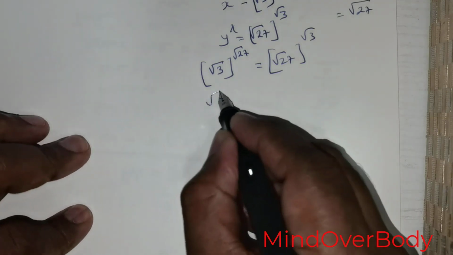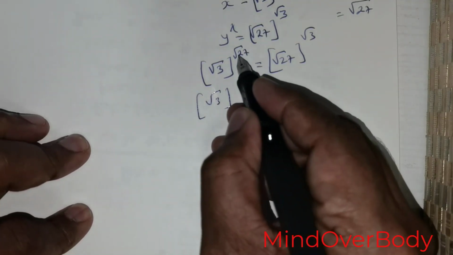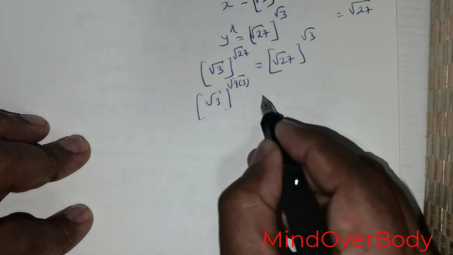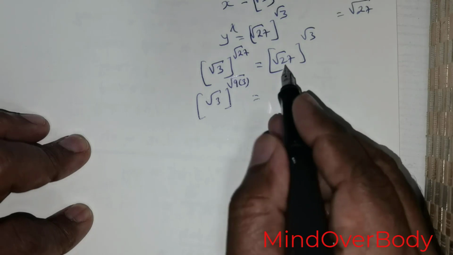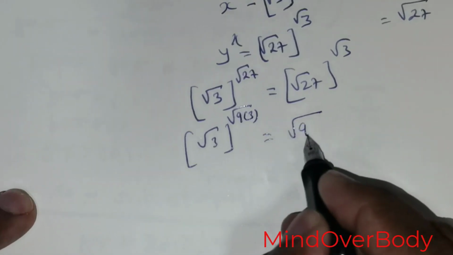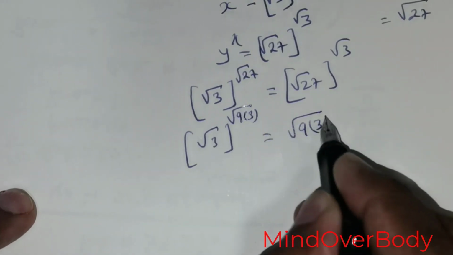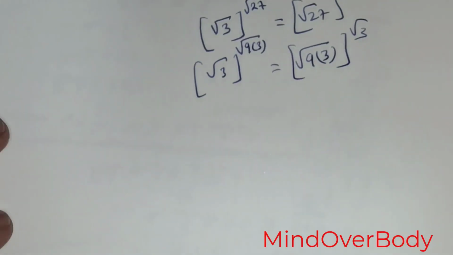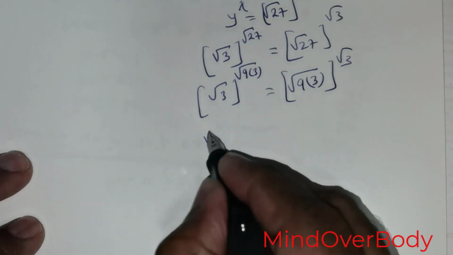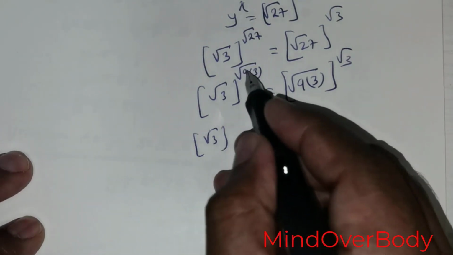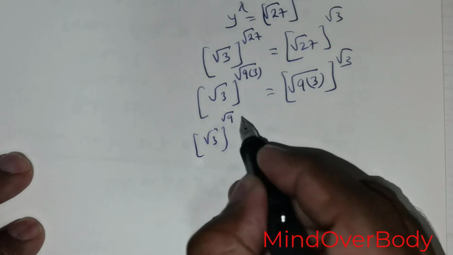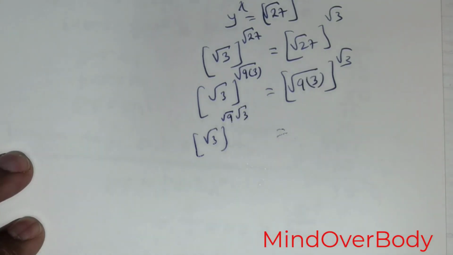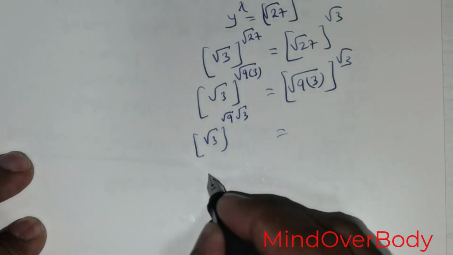Now I'm going to start off with root of 3 raised to the power root of 27, and I'm going to write root of 27 as root of 9 times 3. On the right side I'm going to rewrite root of 27 as root of 9 times 3, and this is raised to the power root of 3. Now root of 9 times 3 is root of 9 times root of 3. I'm not going to touch this for now, let it be there.